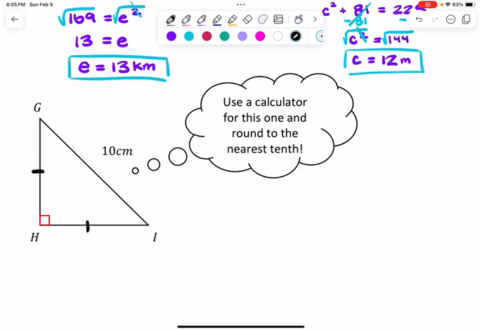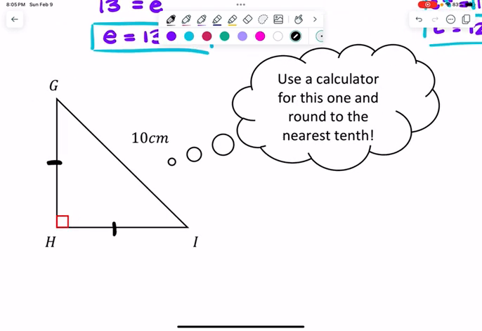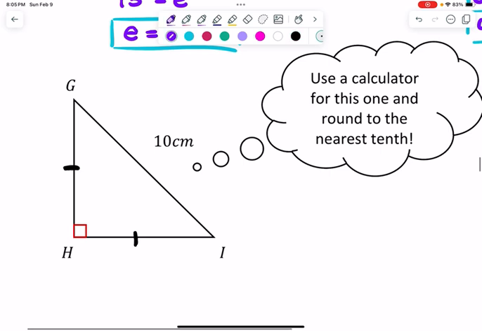But you also might notice that there's these little tick marks on each of the sides, which means whatever one is equal to, the other one is also equal to. So let's not jump ahead of ourselves. Let's start by naming the sides of this triangle.